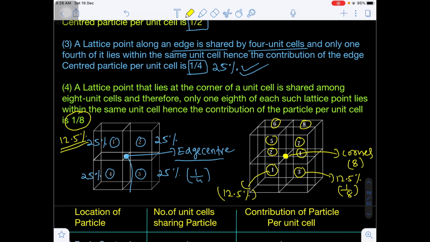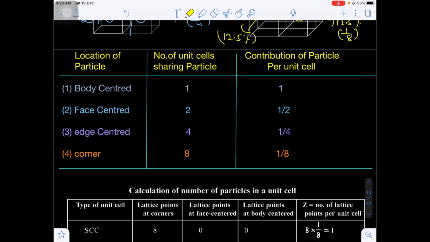Yes or no? Once again I am repeating, there are a total of 4 different locations of the lattice points in a unit cell. Number 1, body centered. Number 2, face centered. Number 3, edge center. And number 4, corner of the unit cell. Let's suppose the particle is located at the body center, it is present only within the unit cell. That's why it is shared by only one unit cell. That means the contribution of the particle will be 100%, so only one particle is present in the unit cell.